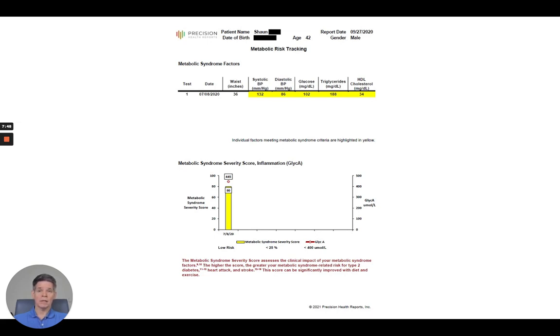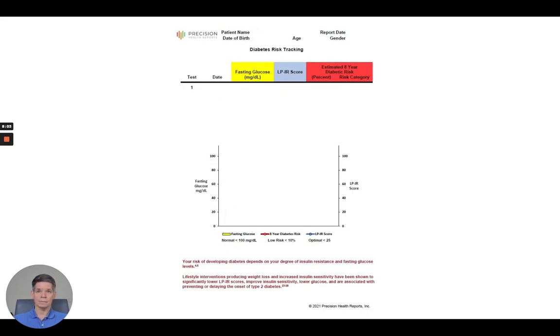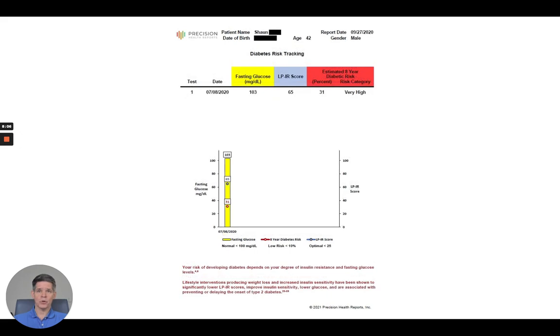What you're going to find is that below that is a graph, and that graph has your insulin resistance in terms of the metabolic syndrome severity score, as well as your inflammation, the glycase score, and this will fill in from left to right as you have more details over time. Your diabetic risk similarly has a chart at the top and a graph at the bottom. And what this will show is your glucose, your insulin resistance score, and your 8-year diabetic risk over time. And as you get more data, this will fill in from left to right at the bottom, and you'll be able to track your progress.